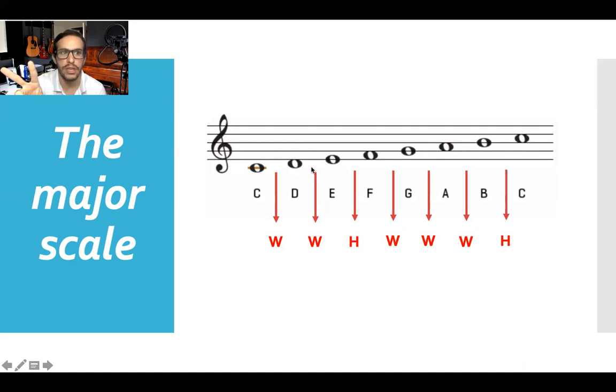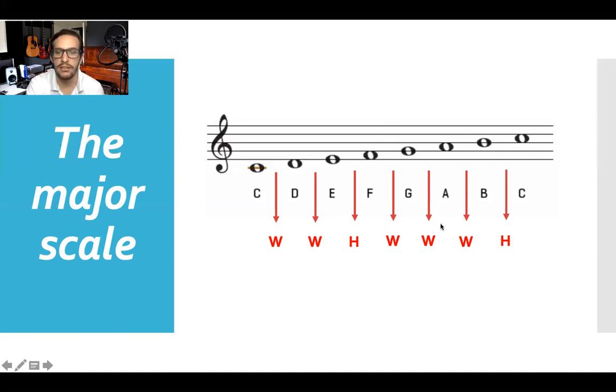It's 2 keys away. Between E and F, we have a half step because there is no black key. Remember, there is no black key between E and F. So from E to F, we have a half step. Between F and G, the same thing. We have a whole step because we have a black key right in the middle of F and G.